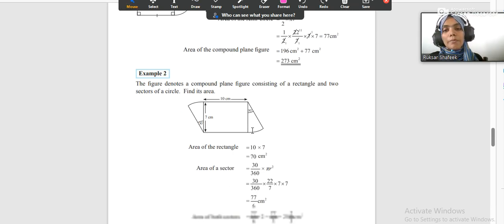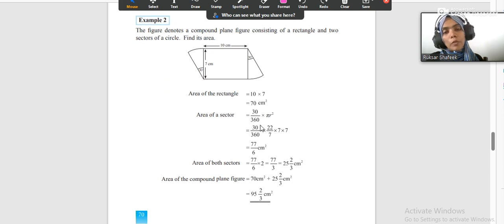So looking at example 2, that's somewhat similar to what we just did. In this case, they have a rectangle and two sectors of the same angle. They have 30 degrees as the angle, and the radius is 7 as well. So for that, we have to first find the area of the rectangle.